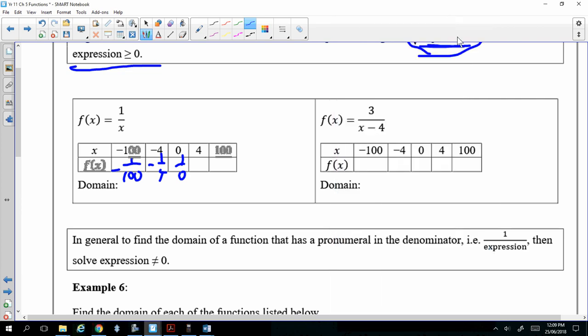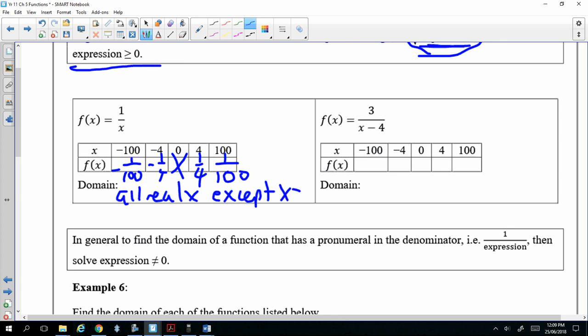So that's a cross. How about 4? Yes, you can. How about 100? So you can substitute negative and positive numbers, but you cannot substitute 0. So what's the domain? All real x except x equal to 0. Get the idea? Okay, good.